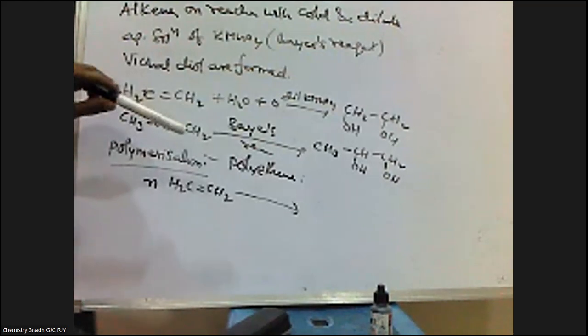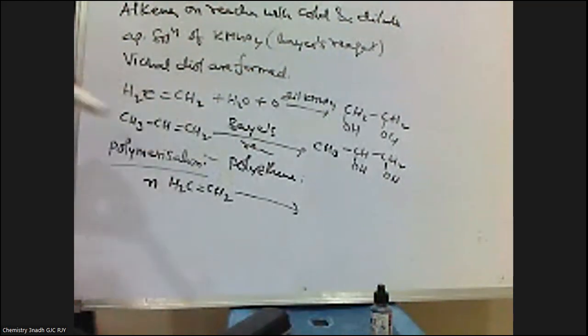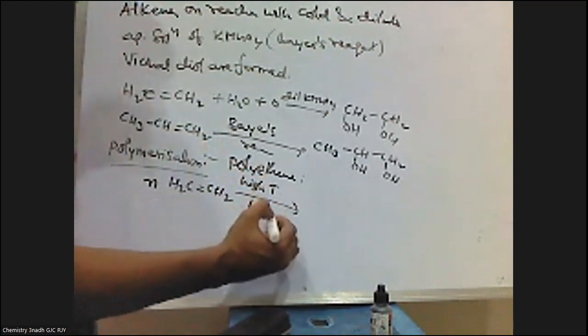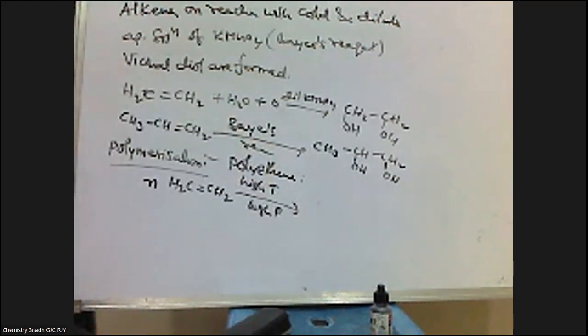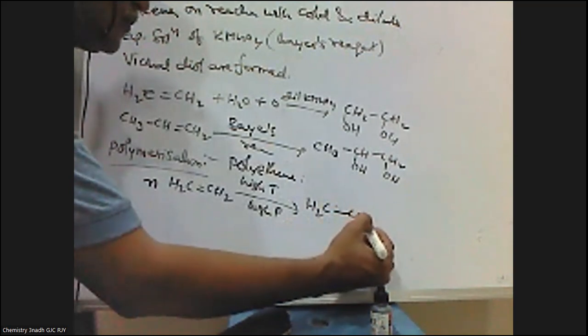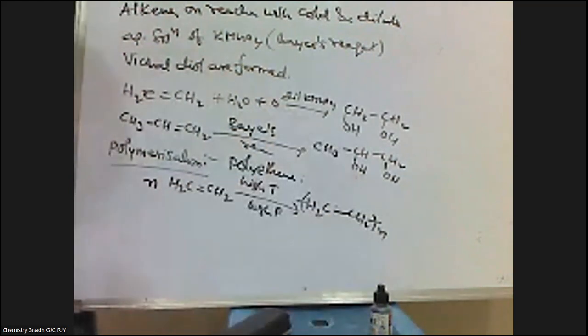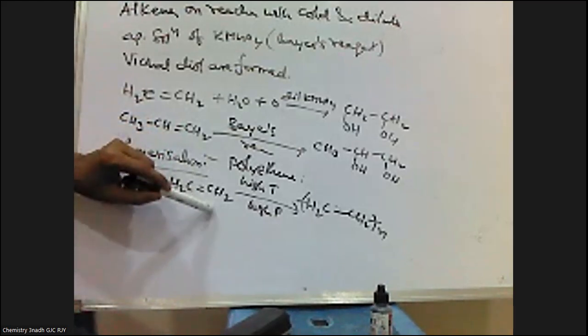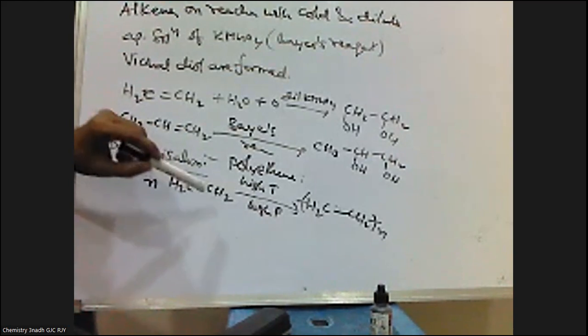Polythene is obtained by the combination of a large number of ethene molecules at high temperature and high pressure, in the presence of catalysts. We will get this polythene. So this reaction we call the polymerization reaction. Now what is polymerization? Polythene is obtained by the combination of a large number of ethene molecules at high temperature and high pressure, in the presence of catalysts.